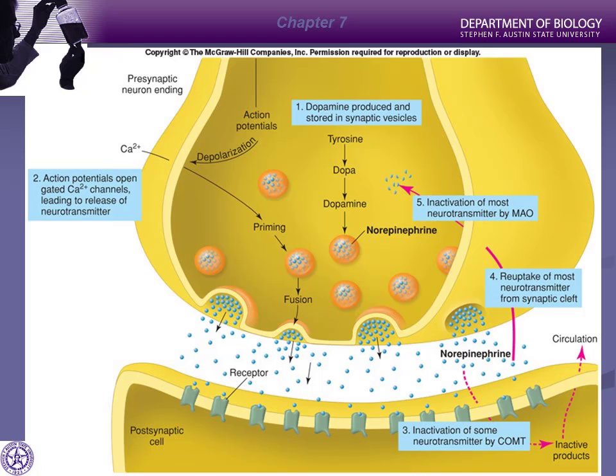Endocytosis, correct. So exo-endo is just rapid. You said it was adrenergic. Adrenergic. If it secretes norepinephrine, then that means it's an adrenergic neuron.